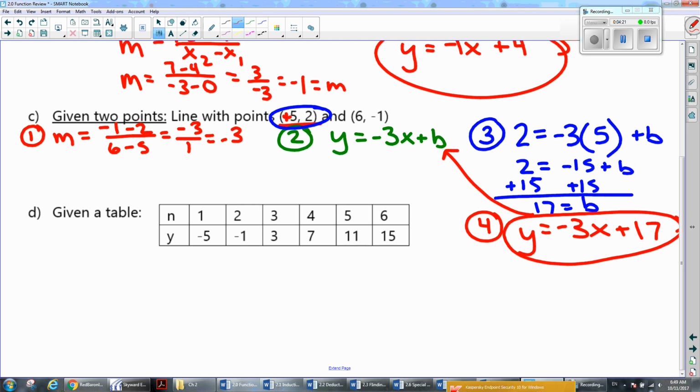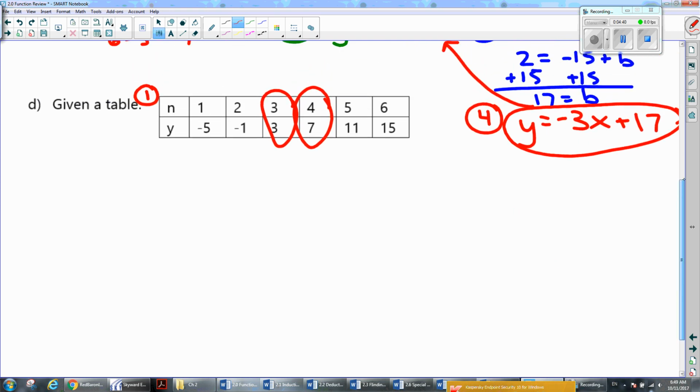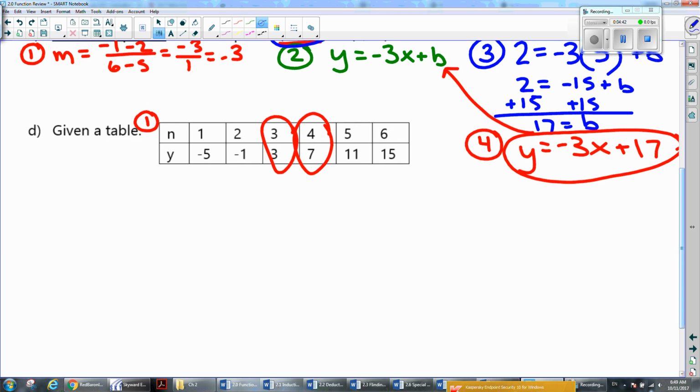If you were given a table, you need to first pick 2 points from the table. I'm going to pick 3, 3, and 4, 7. Now that I know 2 points, I'm going to find their slope. Just like we did before. 4 minus 3 over 7 minus 3 will give us 1/4.